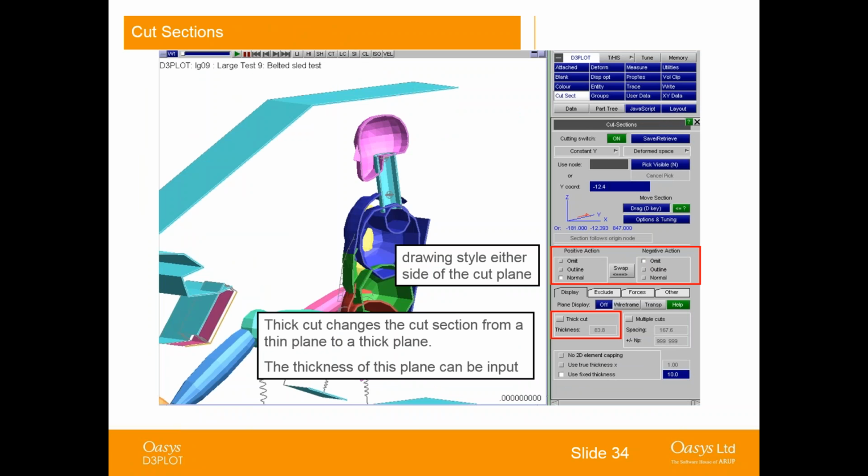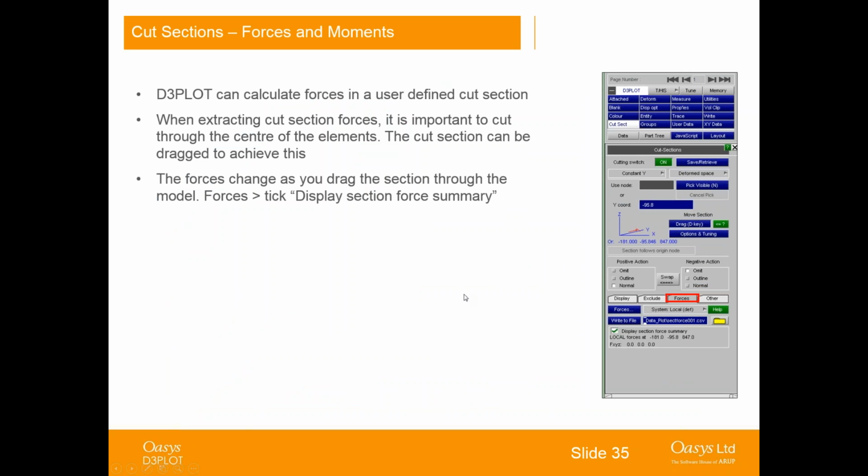Okay, another useful feature is cut sections. We can draw cut sections either as a thin plane, a thick plane, or we can choose to have a negative or a positive shown. So in this case, I've shown the full plot on one side, and then I've omitted the other side completely so that we can see this. Within the cut sections, we can extract the forces. These forces are calculated by D3PLOT.